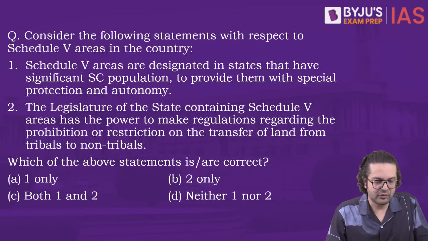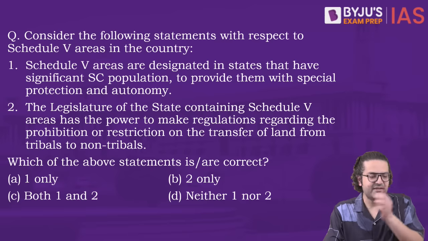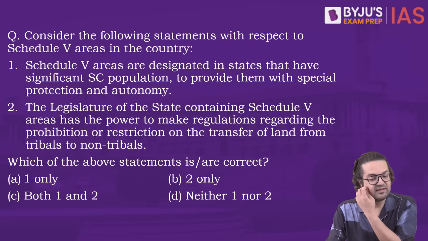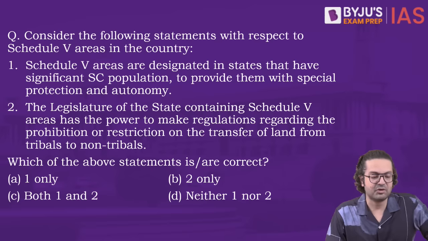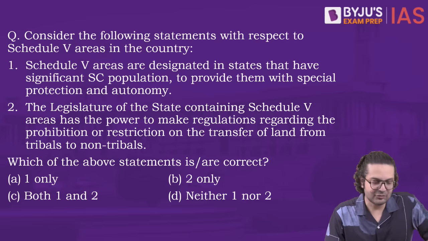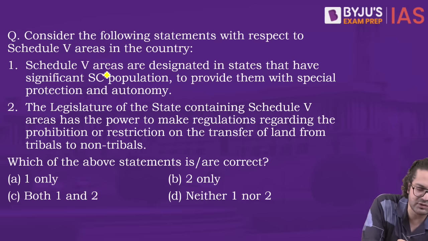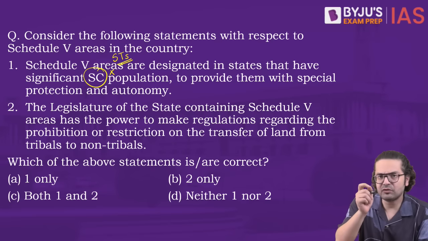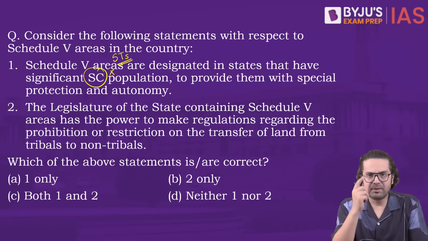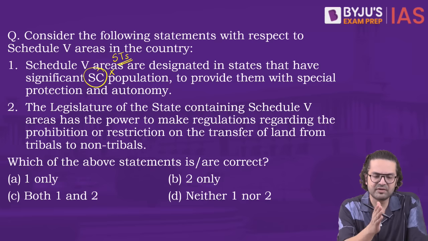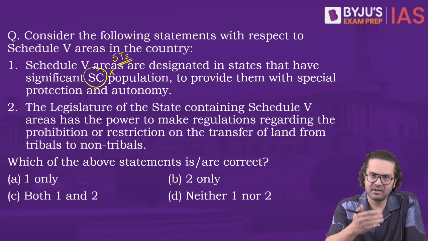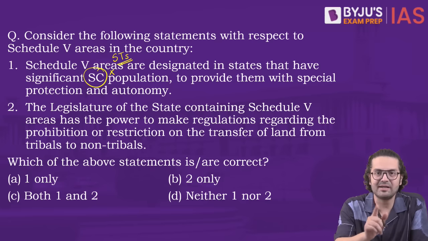Next, consider the following statements with respect to Schedule 5 areas. Schedule 5 areas are designated in states that have significant SC population to provide them with special protection and autonomy. Yes or no? Of course not. Scheduled areas are not meant for scheduled caste people. It is meant for scheduled tribes. Preponderance of ST population in a particular area. If more than 50% people are scheduled tribes, that area can be declared a scheduled area, not scheduled caste, scheduled tribes.